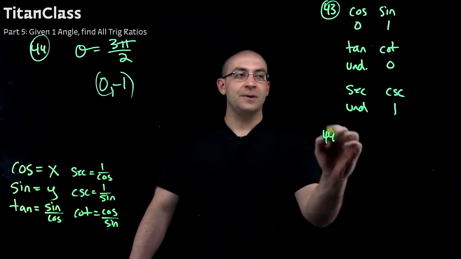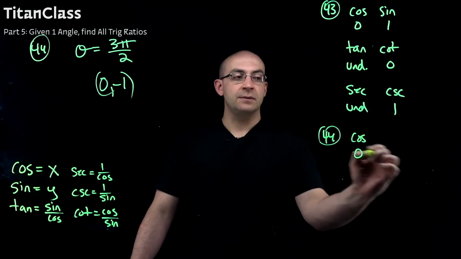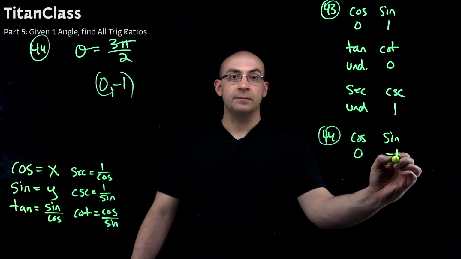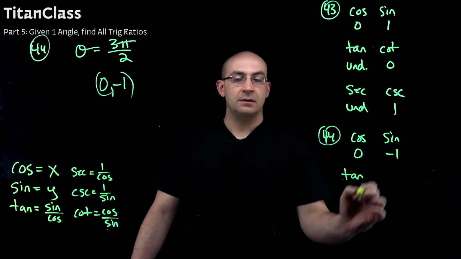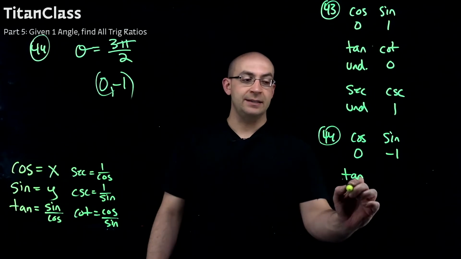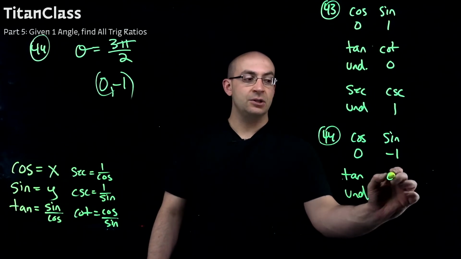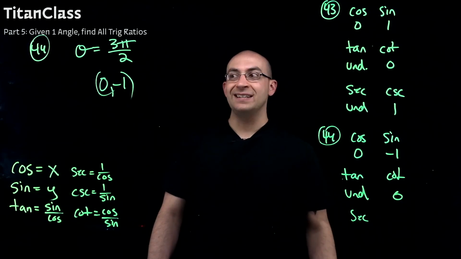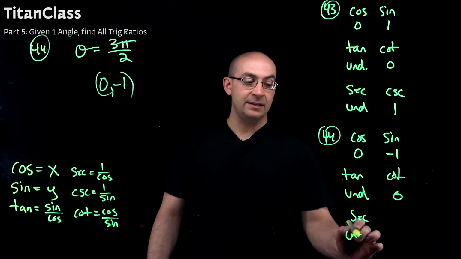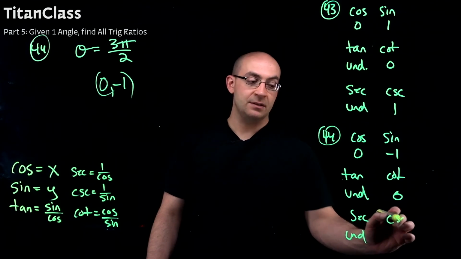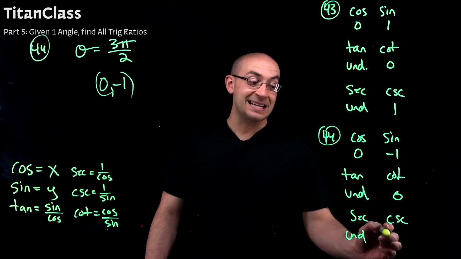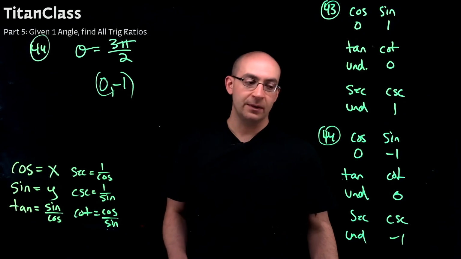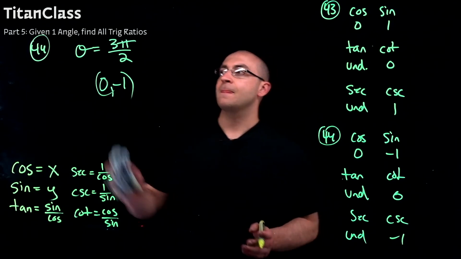So number 44. Cosine is 0. Sine is negative 1. Tangent, sine divided by cosine, is undefined. Cotangent is 0. Secant, 1 divided by cosine, is undefined. And then cosecant is 1 divided by sine. That's negative 1, right? Because I got a negative 1 value. So very, very interesting.